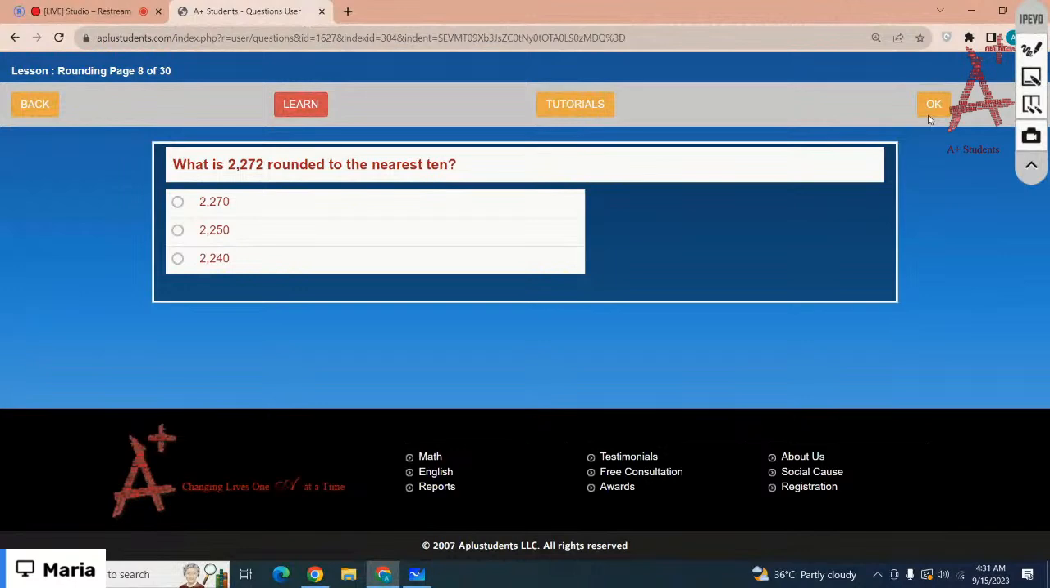What is 2272 rounded to the nearest 10, which is the correct option? 2272 rounded to the nearest 10. Yes, it is 2270. Option number 1 is the correct option. Very good.